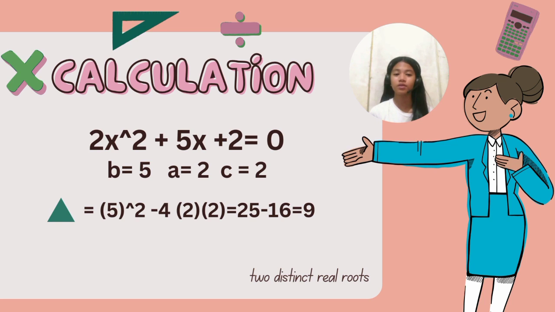Plugging these values into the formula, we get the delta, or the discriminant, equals 5 squared minus 4 times 2 times 2, equals 25 minus 16, equals 9. Since the discriminant is greater than 0, we can conclude that this quadratic equation has two distinct real roots.